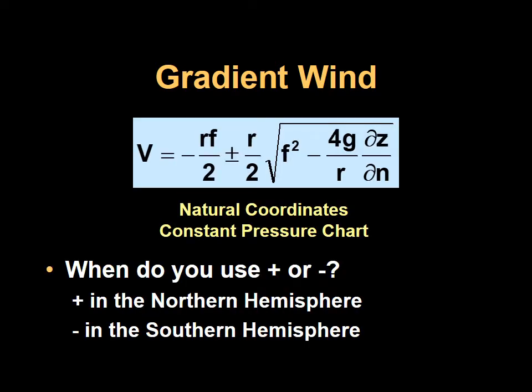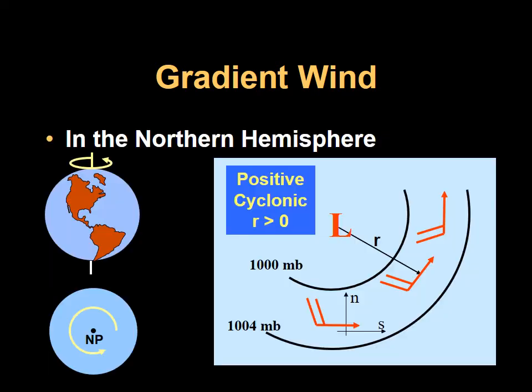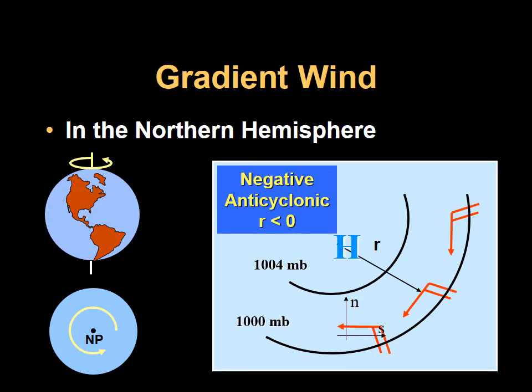So when do you use the plus and when do you use the minus? Plus in the northern hemisphere and minus in the southern hemisphere. Also, remember that the radius r can be positive or negative. And you probably remember how to determine if it's positive or negative. Draw your s and n coordinates. If n points to the center, then it's positive. And if n points to the outside, then it's negative.